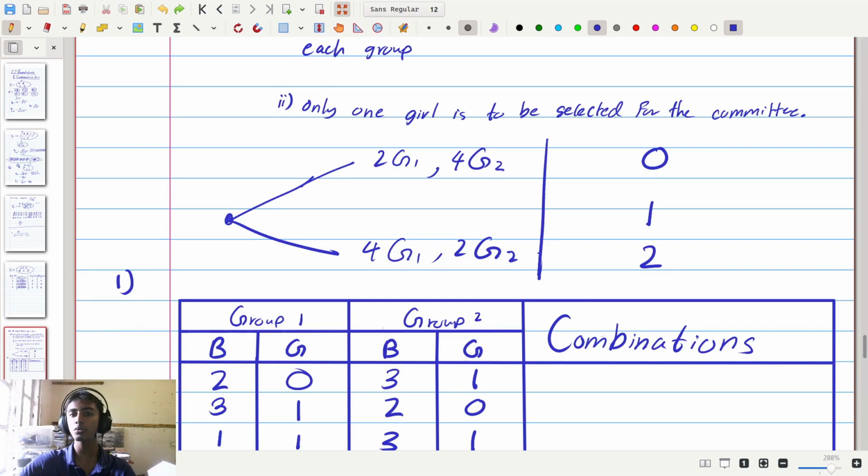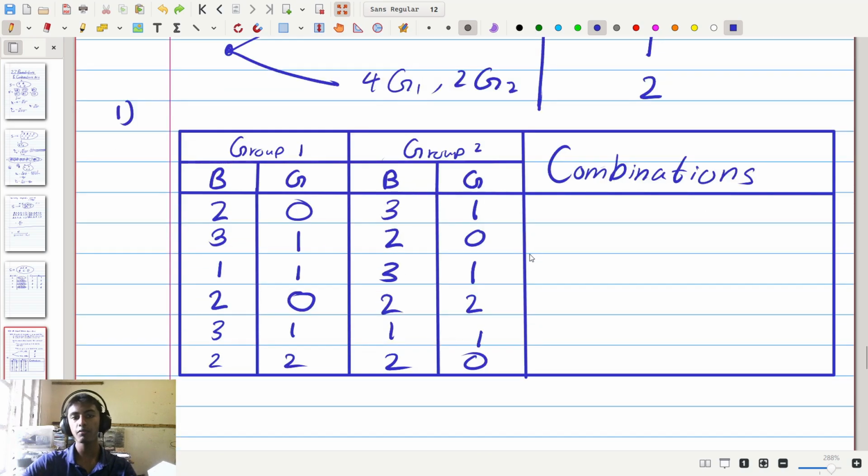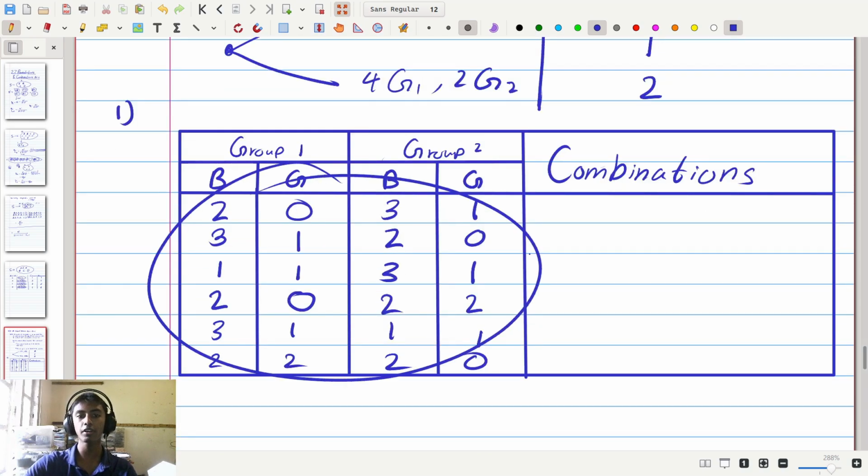We've gone through all possible combinations of the total number of girls in the committee, and we've gone through for each of those the different ways that we could select these people in an even number. We could select 2 from group 1 or 4 from group 2, or 4 from group 1 and 2 from group 2. So going through all of that, we found a total of 6 different specific conditions, and for each of these conditions we can find the total number of combinations.